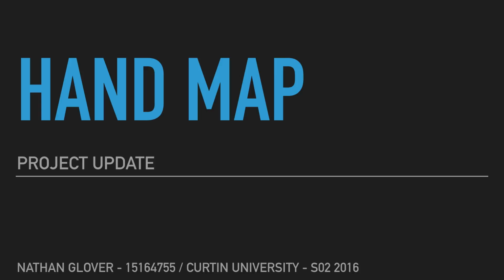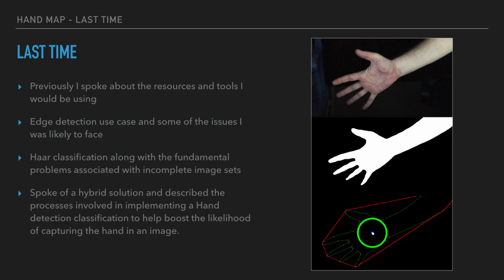My name is Nathan Glover, and today I'm going to take you through part 2 of my hand map project. Today I'm going to be focusing on the project update and reviewing some of the previous decisions I've made and rescoping.